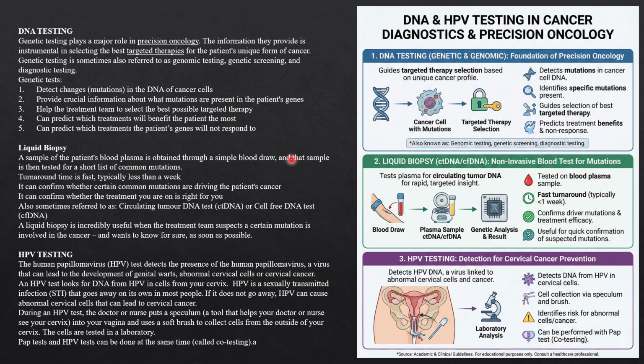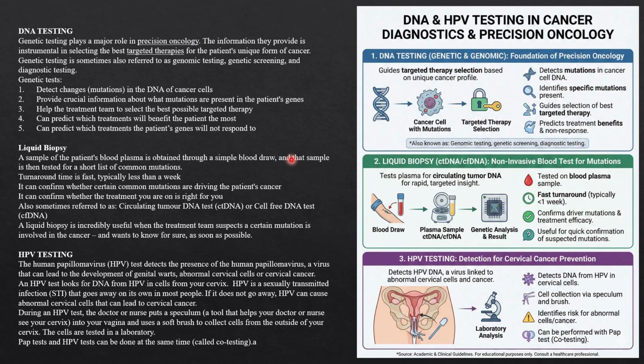The most precise oncology testing is the DNA testing. The information they provide is instrumental in selecting the best targeted therapies for patients' unique form of cancer. The genetic target testing is sometimes also referred to as genomic testing, genetic screening, and diagnostic testing. It detects the changes or mutations in the DNA of the cancer cells, providing crucial information about what mutations are present in the patient's genes.